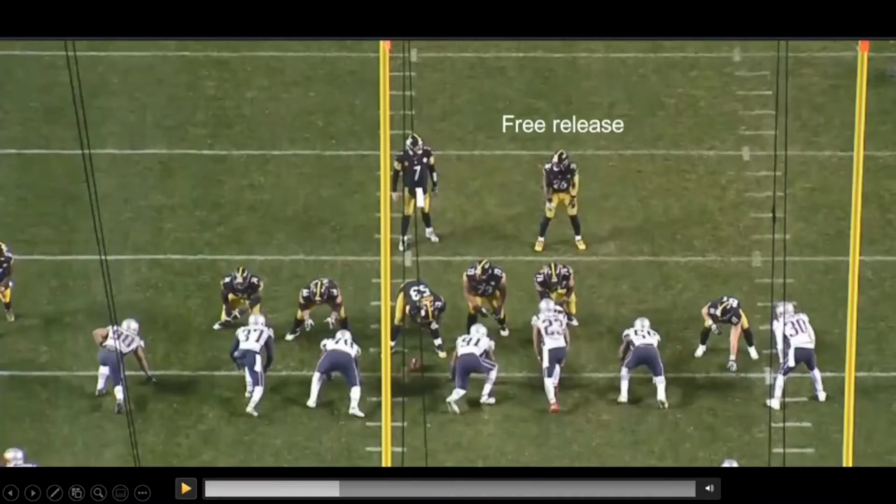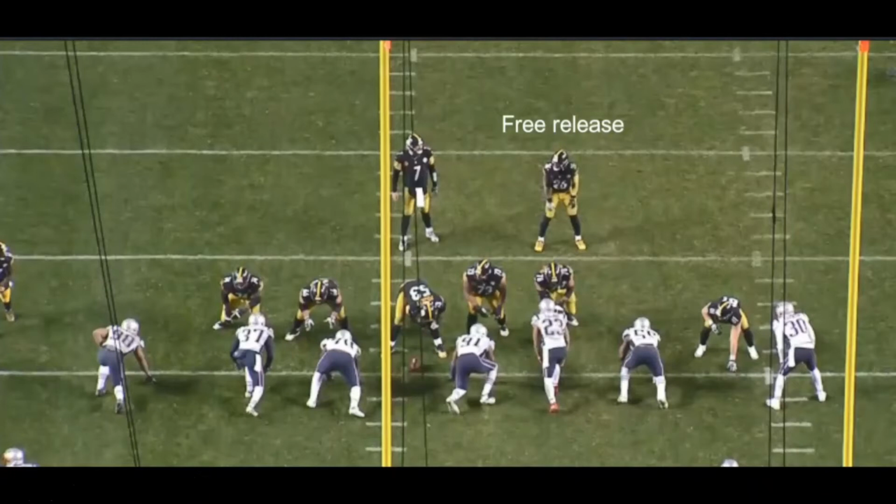Okay, so right now Pittsburgh's in a 5-man protection. Even though the back's in the backfield, he's a free releaser. So this is a 5-man protection. The tight end's out in the protection. We've got 4 down with 91 and 78, the 2A gap players.